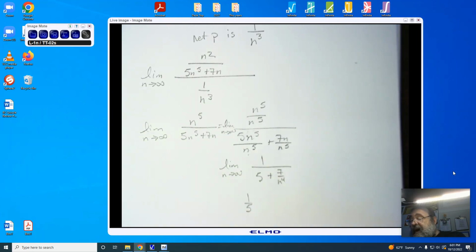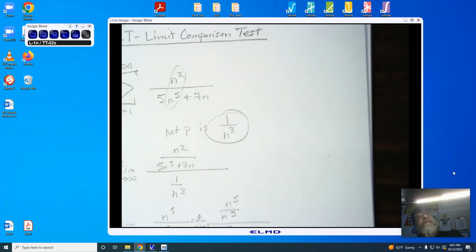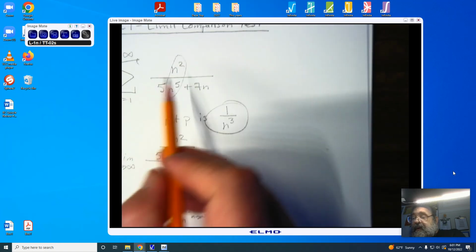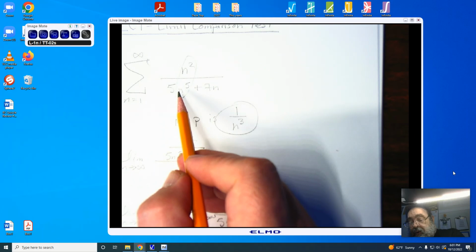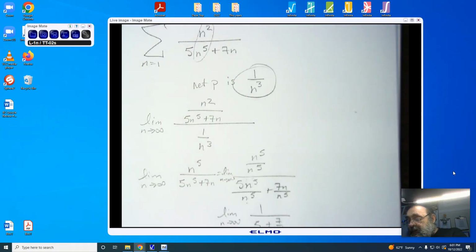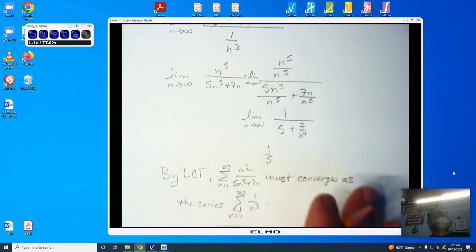And because I have a positive finite value, because I selected a converging p-series, I know that the series that I'm looking at must also converge. This is by the limit comparison test. So by the limit comparison test, the summation as n goes from 1 to infinity of n squared over 5n to the 5th plus 7n must converge as the series summation n equaling 1 to infinity of 1 over n cubed. And that's my answer. Make sure you can see that, please. That way everybody can understand what I'm doing.